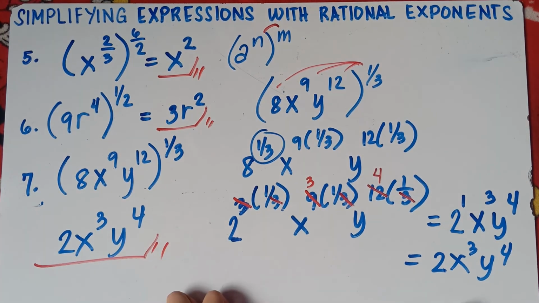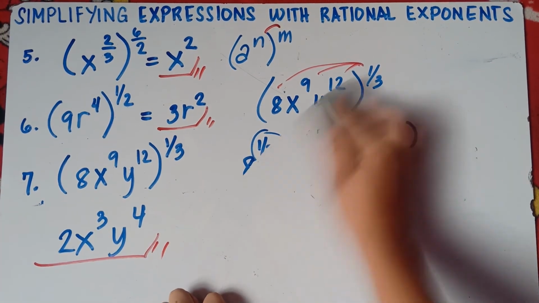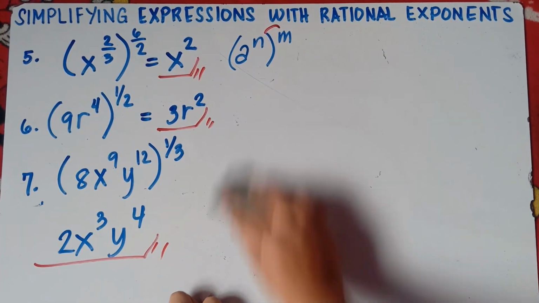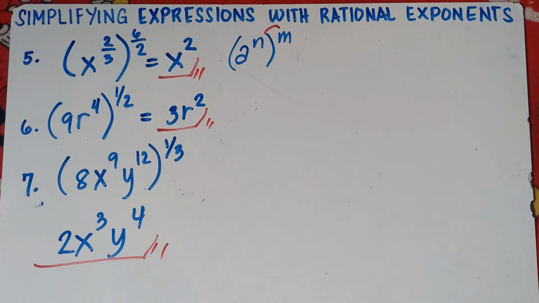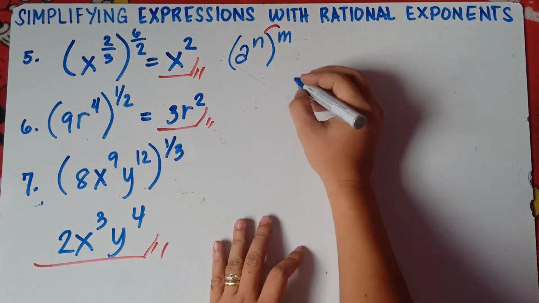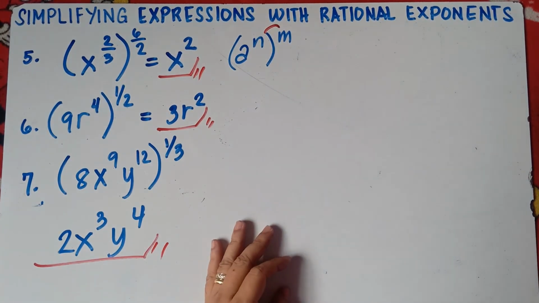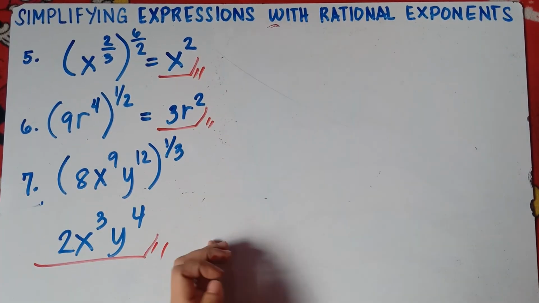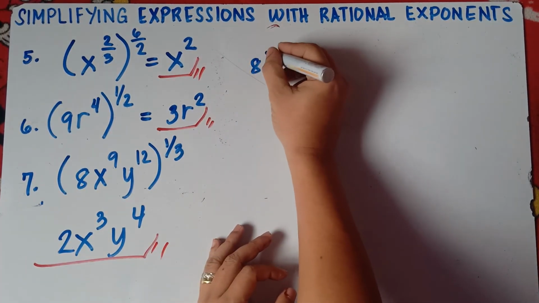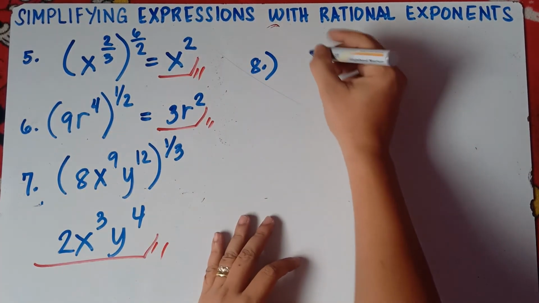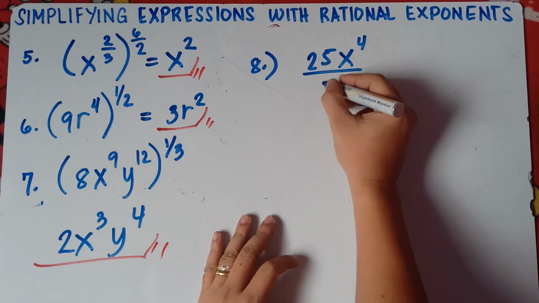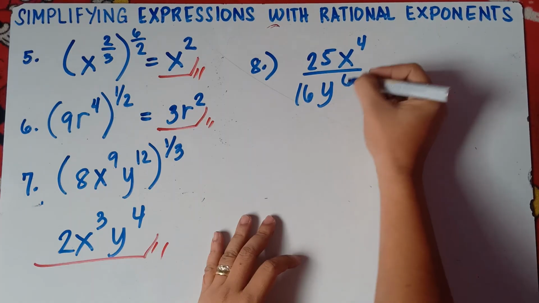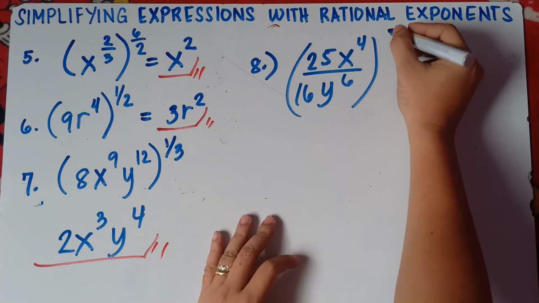Alright, so last example, class. What if we have a denominator, class? Exponent by denominator. Example number 8. What if we have this one, class? Because this will be quite complicated. 25 x raised to the power of 4, 16y raised to the power of 6, then quantity raised to the power of 1/2.